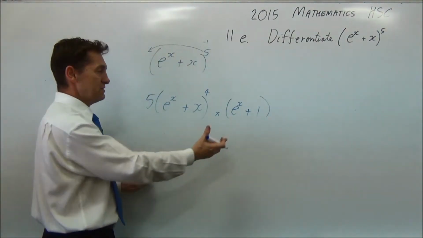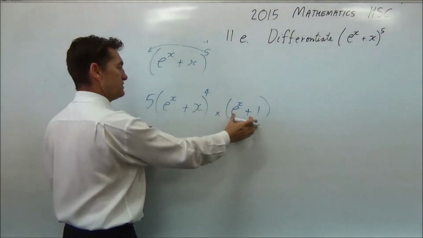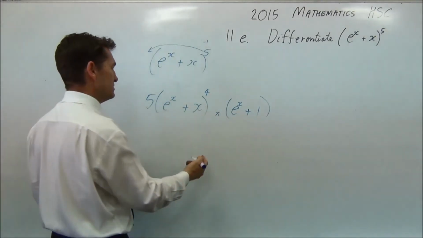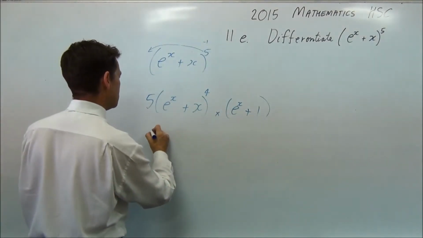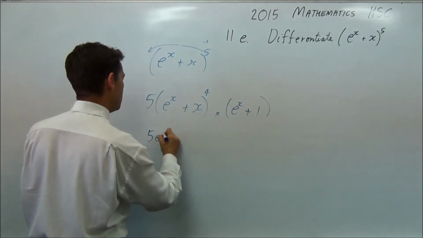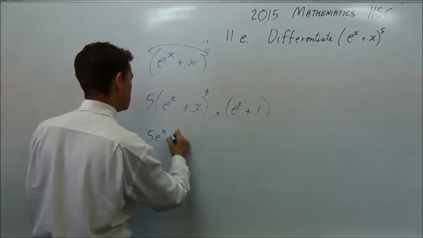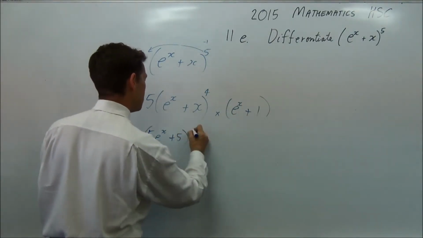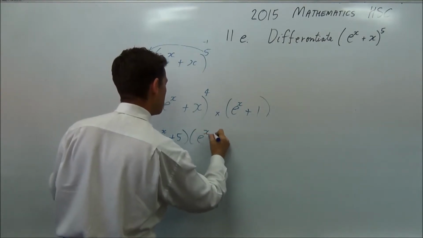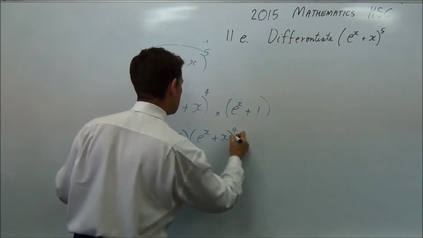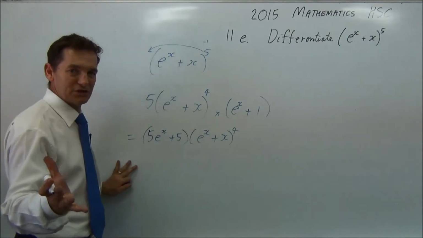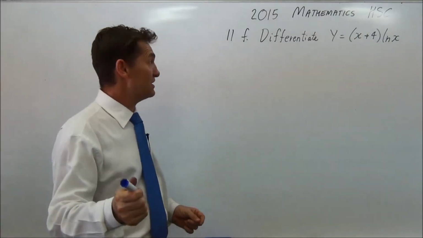Pretty much that's it. You can simplify it by joining this together, but that is your answer. So if we just make it a little bit simpler, you're going to get 5e^x plus 5e^x plus x to the 4. And we're done.